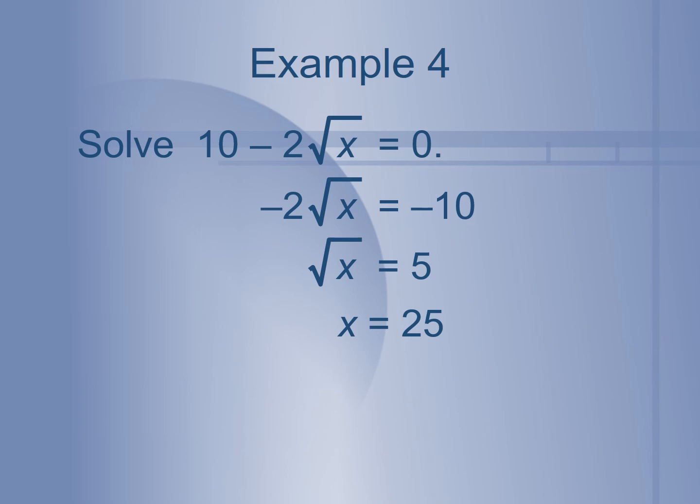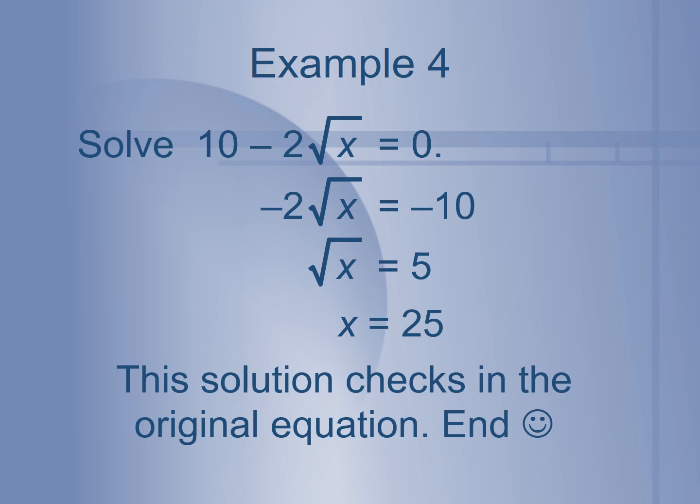Now I just have to check it. If I replace x with 25, the square root of 25 is 5, and 2 times 5 is 10, and 10 minus 10 is 0, which is what my original equation had, which means that it does check.